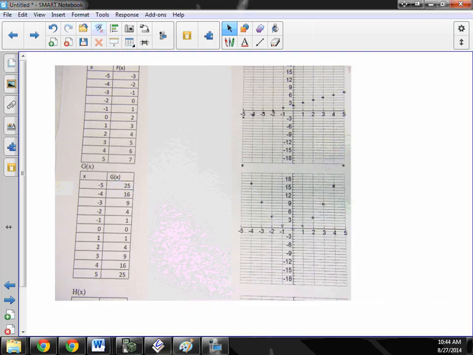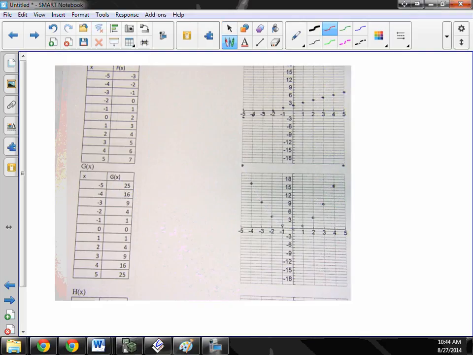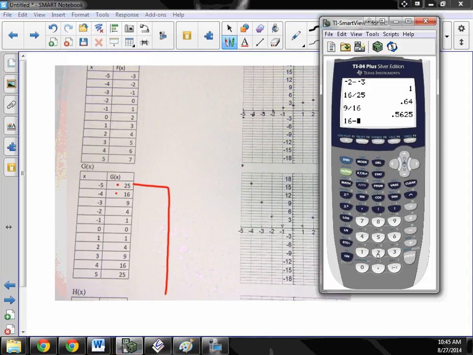Okay? How do we test to see if it's quadratic? We need to look at the second differences, which means we need to calculate the first differences. How do you get from 25 to 16? Minus 9. And if you're not very good with that in your head, you can always just do 16 minus 25. No, there we go. 16 minus 25 is -9. So -9. How do we get from 16 to 9?